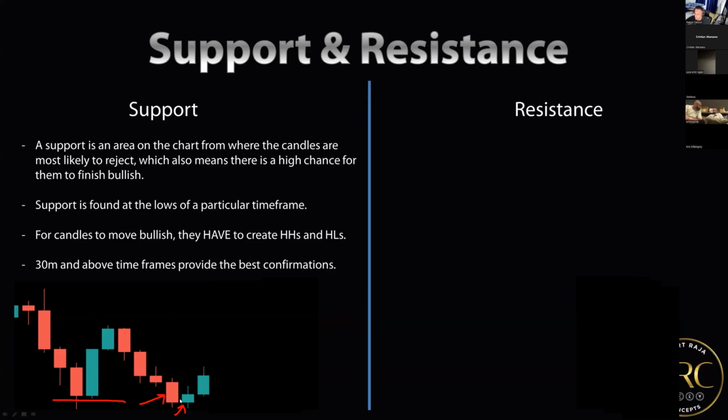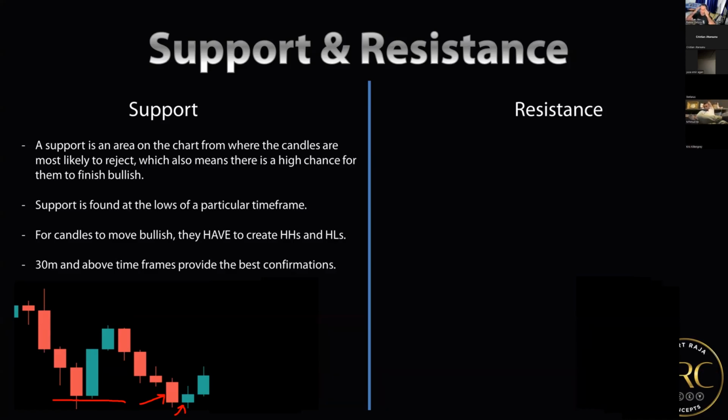Now you have to ask yourself, okay, if our range is up over here, what's the probability of the next candle to just drop down, or what's the probability for it to go up? That's all you're calculating in your mind: is there a higher chance for the next candle to go up, or a higher chance for it to go down?